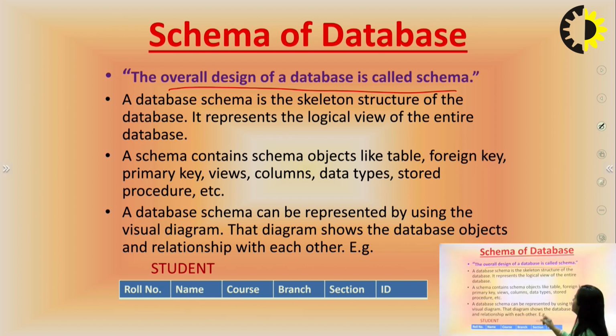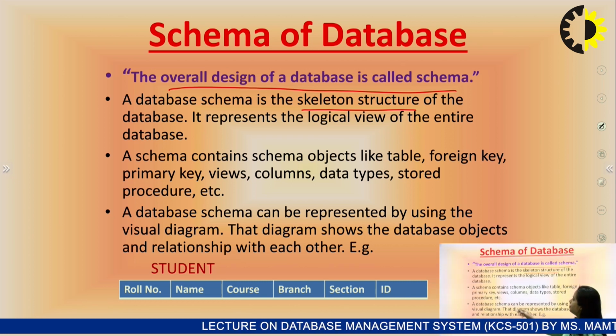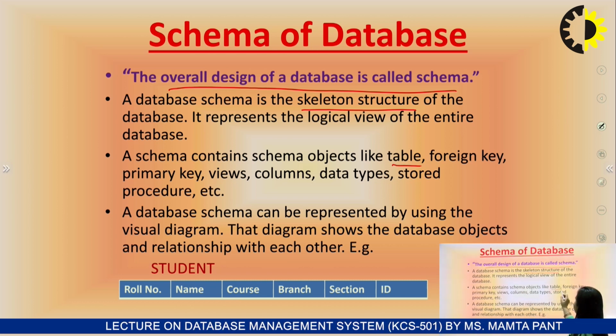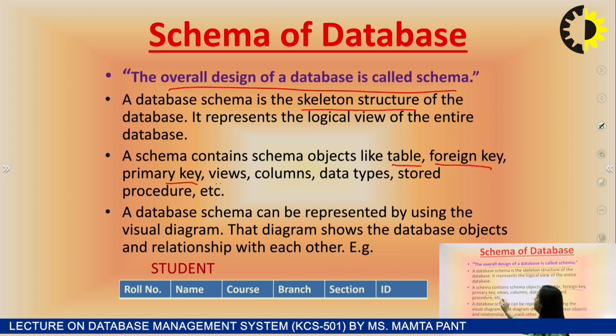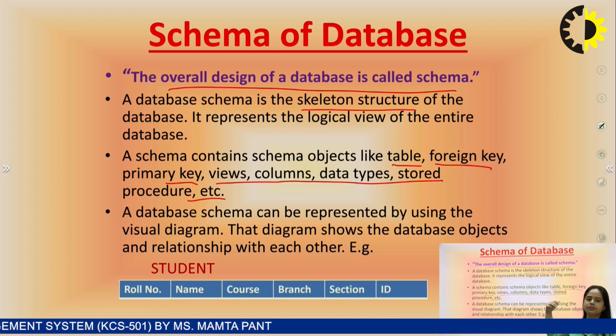A database schema is basically the skeleton structure of the database. It represents the logical view of the entire database, how data is stored, and how the data is related to each other. These all are represented in the schema. A schema contains schema objects like table, foreign key, primary key, view, columns, data types, stored procedures, etc. We will discuss them one by one in brief further on.